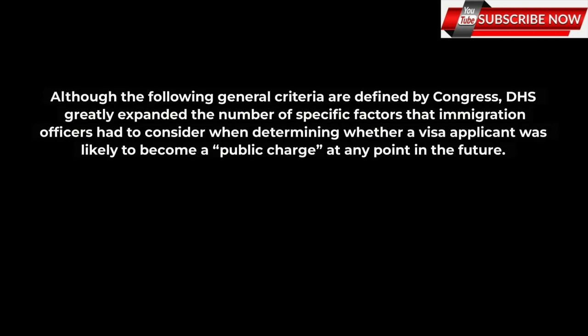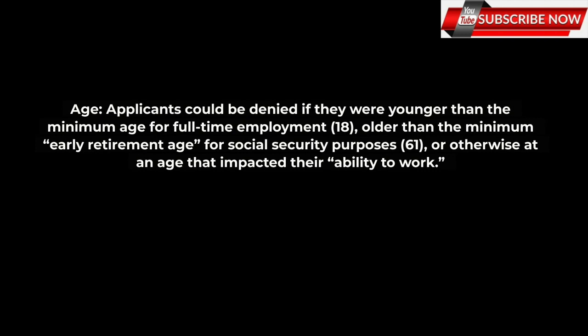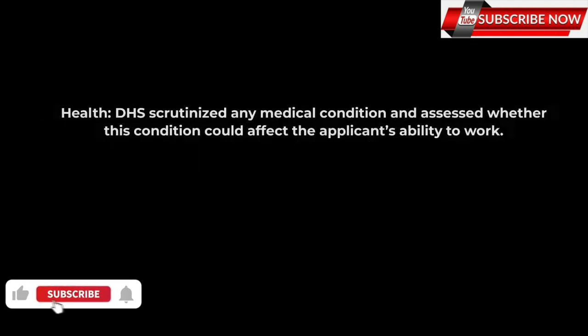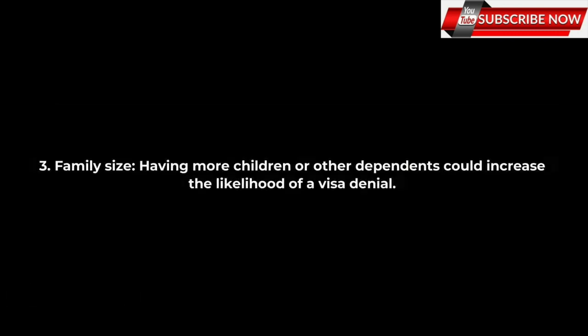2. Likelihood of future use of government benefits. Although the following general criteria are defined by Congress, DHS greatly expanded the number of specific factors that immigration officers had to consider when determining whether a visa applicant was likely to become a public charge at any point in the future. Age. Applicants could be denied if they were younger than the minimum age for full-time employment, 18, older than the minimum early retirement age for Social Security purposes, 61, or otherwise at an age that impacted their ability to work. Health. DHS scrutinized any medical condition and assessed whether this condition could affect the applicant's ability to work. 3. Family size. Having more children or other dependents could increase the likelihood of a visa denial.